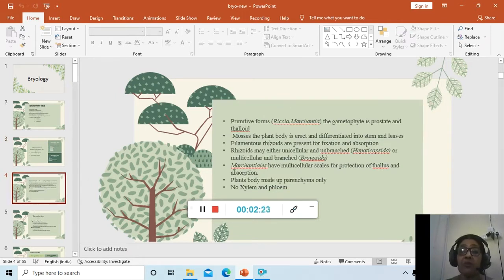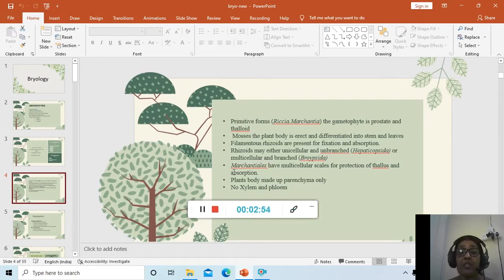Usually in the primitive forms of bryophytes, the gametophyte is prostrate and thalloid. But in advanced ones, like mosses, the plant body is differentiated into root, stem and leaves. They are not true roots, true stems and true leaves. They have root-like, stem-like and leaf-like structures in advanced forms of bryophytes. The rhizoids are filamentous, and they are present for fixation and absorption.